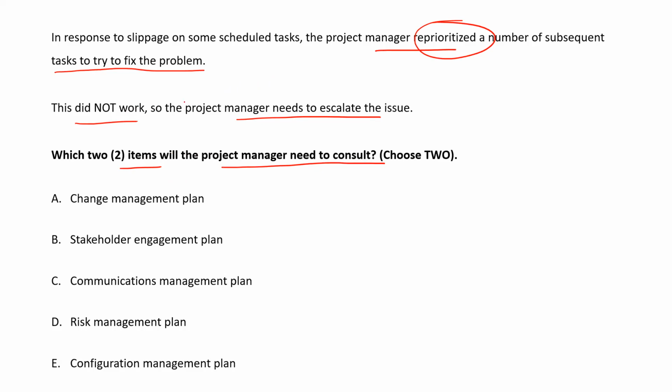The project manager needs to escalate. This is the question, where you can find escalation guidelines, and you know the answer. And it's actually 3 answers. It's not 2. It has to be 3 because there are 3 correct answers here.